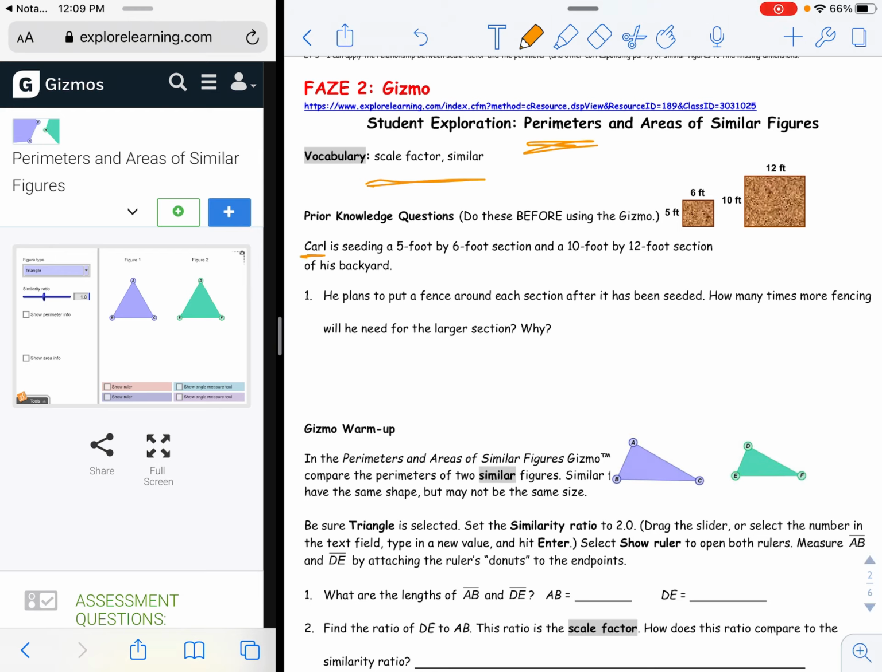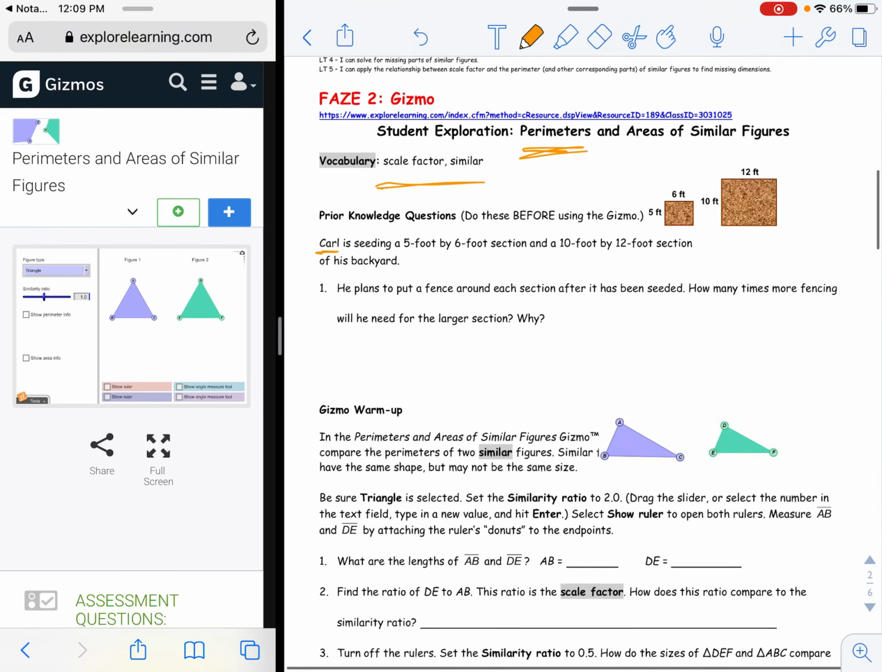Carl is seeding a 5-foot by 6-foot section of fence in a 12-foot by 10-foot by 12-foot fence in his backyard. He plans to put a fence around each section after it has been seeded. How many times more fencing will you need for the longer section and why?